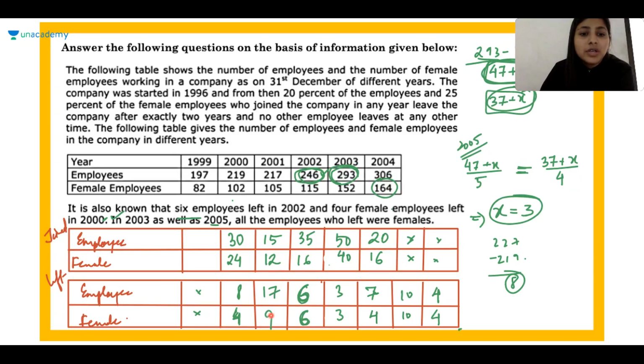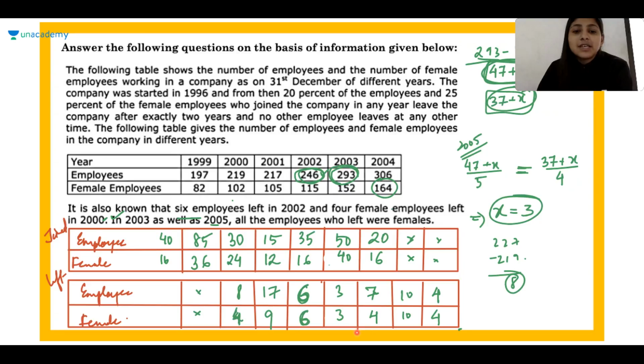9 into 4, 36 would have joined here, and 17 into 5, 85 would have joined here. So that is all that we can find. 8 into 5, 40 would have joined in the previous year, and 4 into 4, 16 would have joined in 1998. All right, that's it.